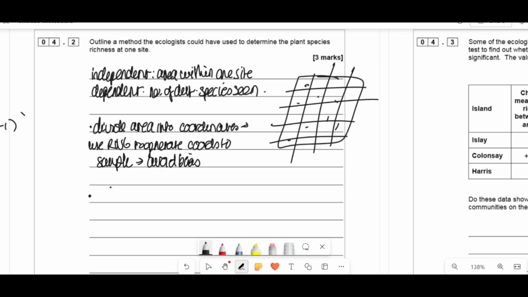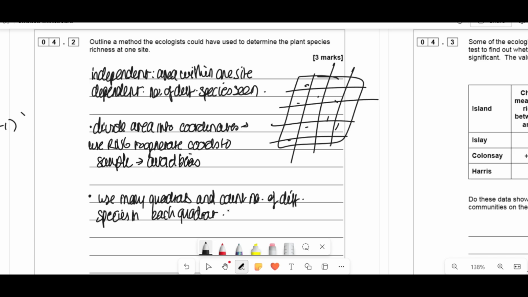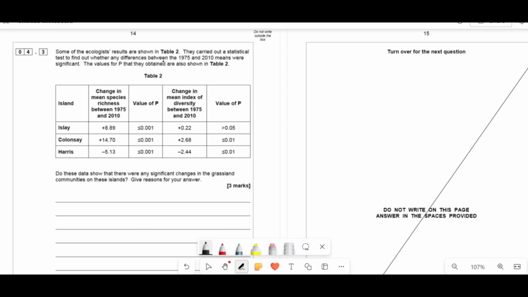Then what we're going to do is basically look to see if there's any there. So we use quadrats. You use many quadrats, or a large number of them, and count the number of different species in each quadrat. There you go, that's it. Because all we're looking for is, again, just those different species in each of those quadrats. That is all.